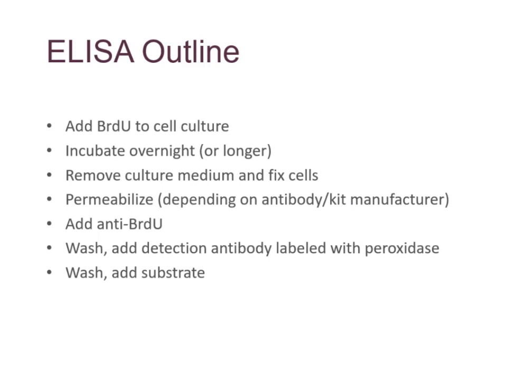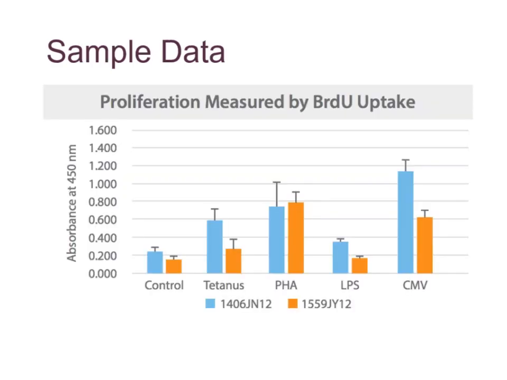The ELISA outline we're probably all familiar with, but in this case, you're adding bromodeoxyuridine to the cell culture overnight, usually. After that labeling period, you remove the culture medium and fix the cells to adhere them to the bottom of the plate, and also to permeabilize them to allow that antibody to penetrate into the nucleus where the label obviously is. You then add your anti-bromodeoxyuridine antibody and then usually a detection antibody labeled with peroxidase or your label of choice. And you'll get data that looks something like this.